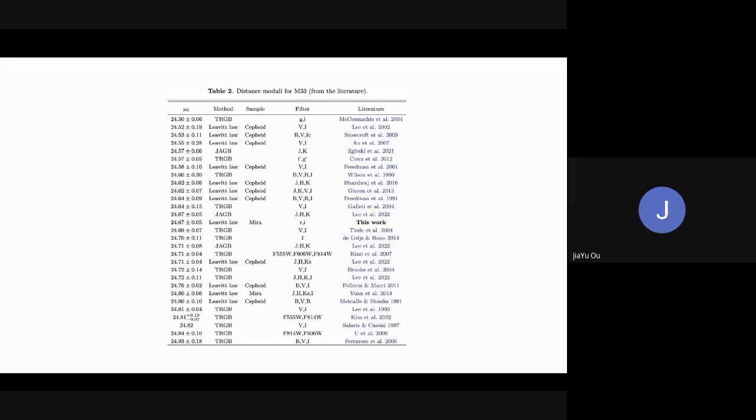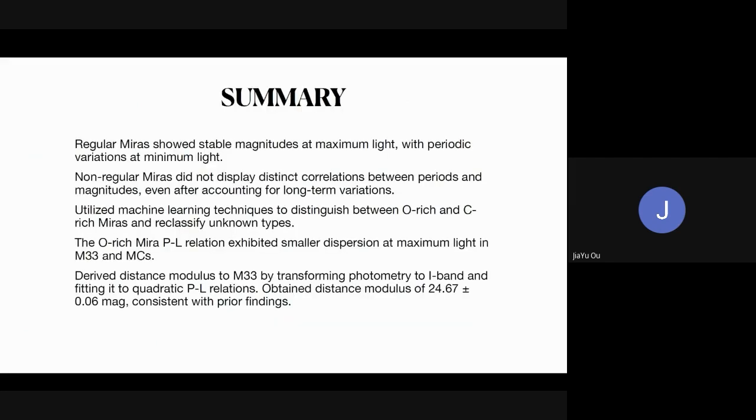And next, we can see our distance measured compared to the previous literature measure. We can see our result is very consistent with other papers. So we think using the maximum light in the period-luminosity relation is a good, new method to determine the distance of the Mira. And next is our summary.